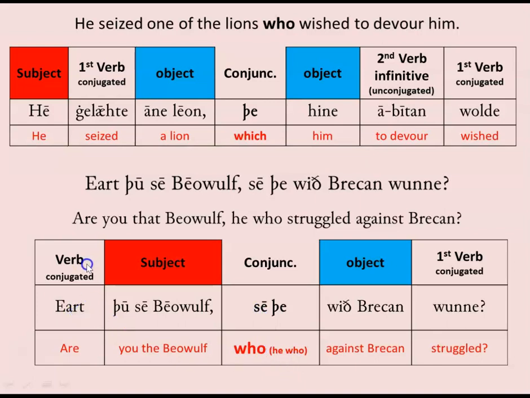Eart, now this is a question, so the verb goes to the front. Eart thu se Beowulf? Are you the Beowulf, he who or who against Breca struggled? So he who against Breca, that's with Breca, wunne, struggled, and that's conjugated, so past tense, struggled.